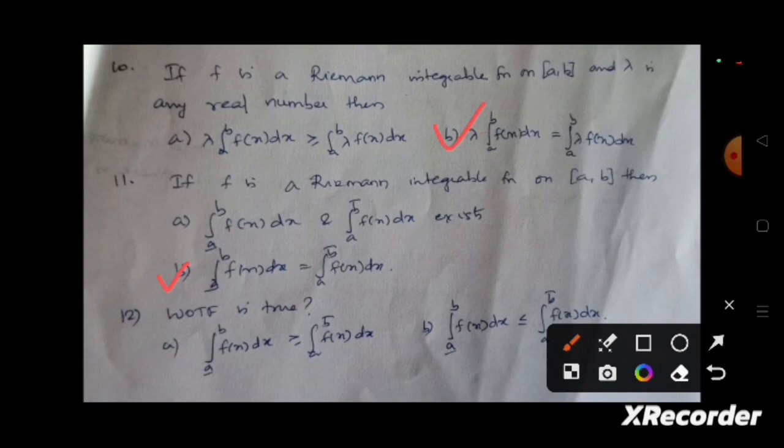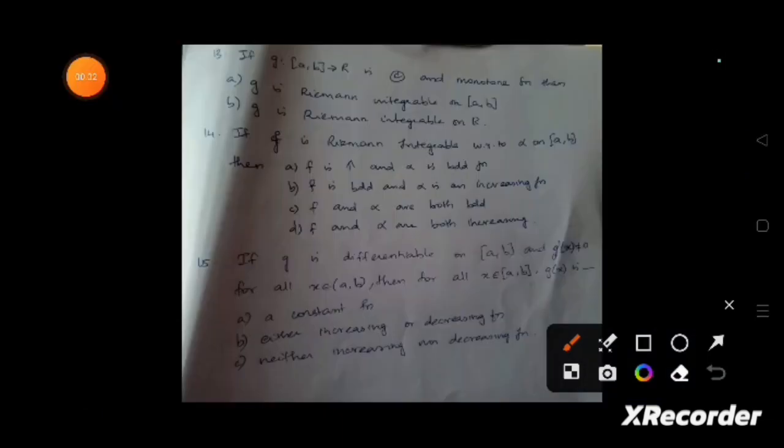Then 12th question, which of the following is true? So option B is the right answer. Lower sum less than or equal to upper sum. 13th question, if g from a comma b to R is continuous and monotone function, then option a is right. G is Riemann integrable on domain, that is closed a comma b.